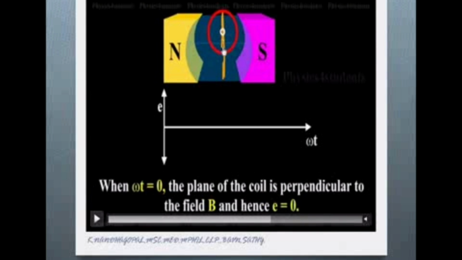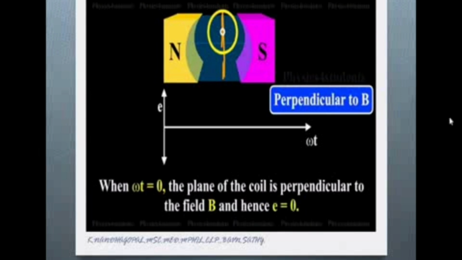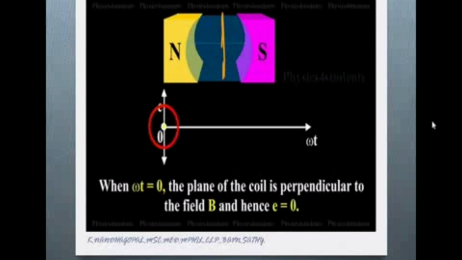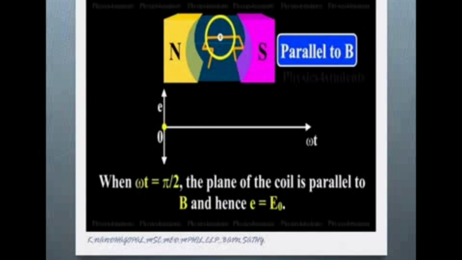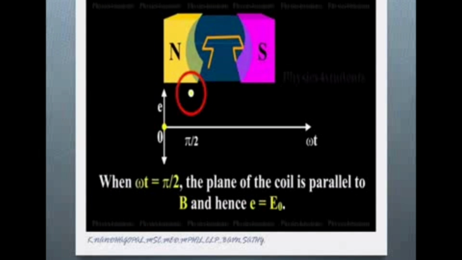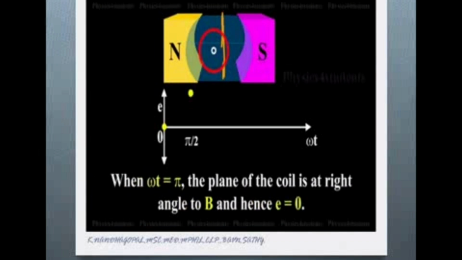So when the coil is perpendicular like that, the induced EMF is 0. When it is parallel to the magnetic field, it has the maximum value. See how the EMF is induced. When it is perpendicular to B, the induced EMF is 0; that point is indicated by the dot. When it is parallel to B, it has the maximum, that is at pi by 2. The yellow dot is indicating that.